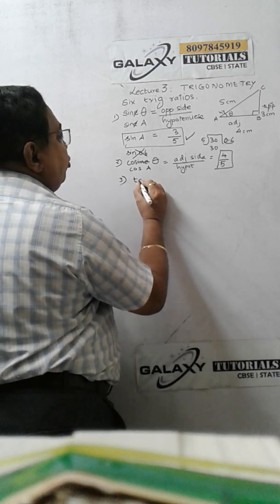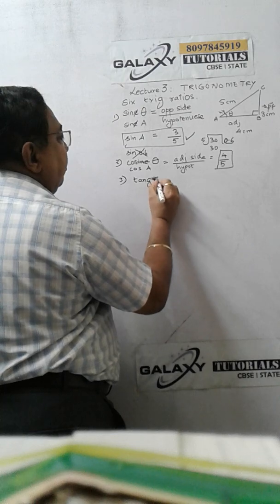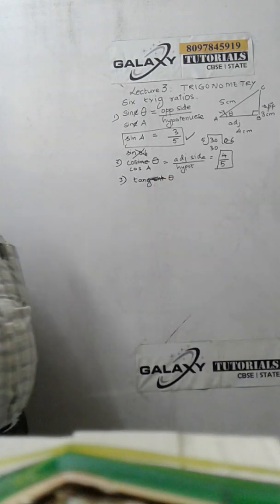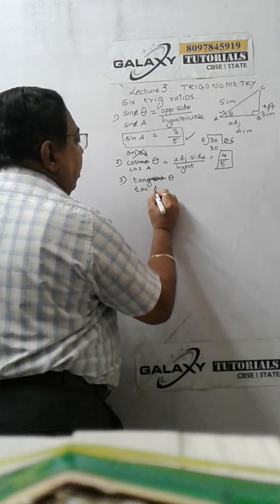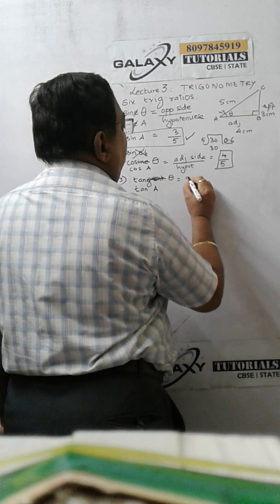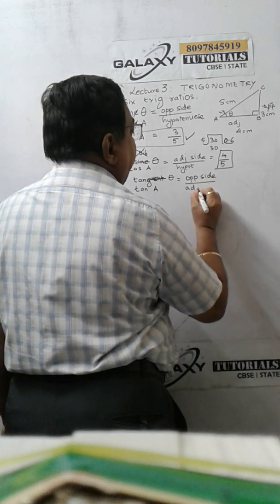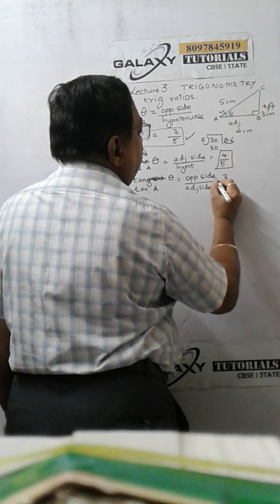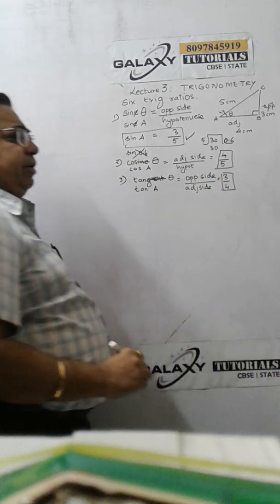Now, the 3rd ratio is tan theta. Tan comes from tangent. And again we will keep 3 letters, so it will become tan theta, or tan A. Remember, theta or A mean the same thing. We are indicating the angle. This is opposite side upon adjacent side. Opposite side is 3, adjacent side is 4. This is my answer for tan theta.